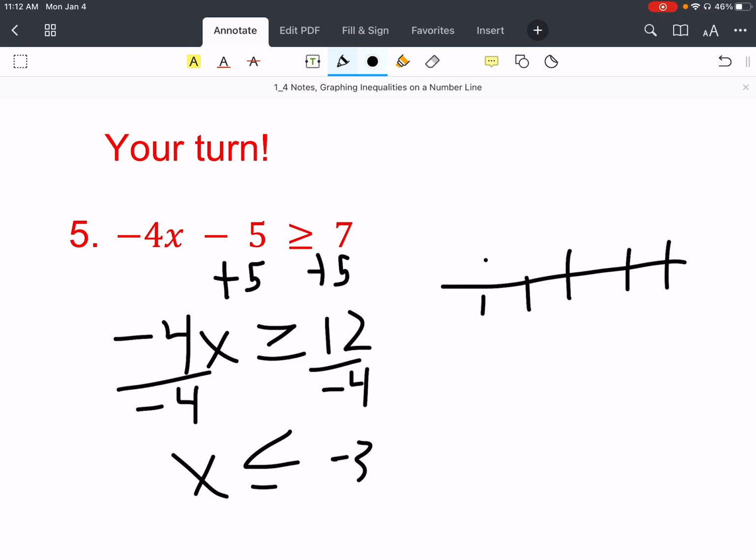Oh, my number lines are getting worse and worse. All right. Negative 3 is in the middle. Filled in circle at negative 3 because it's less than or equal to, and we're shading towards numbers that are less than negative 3.